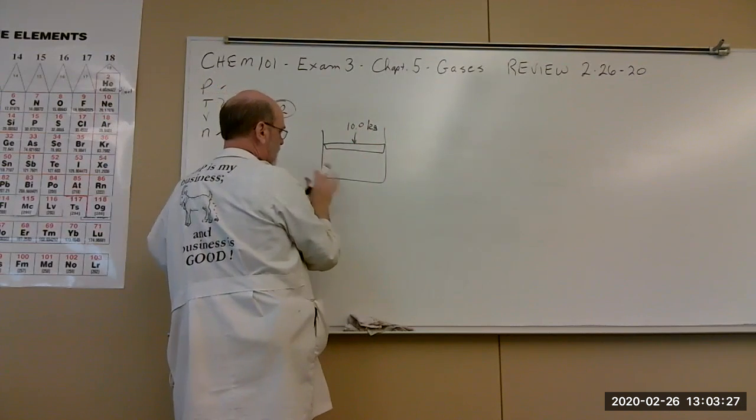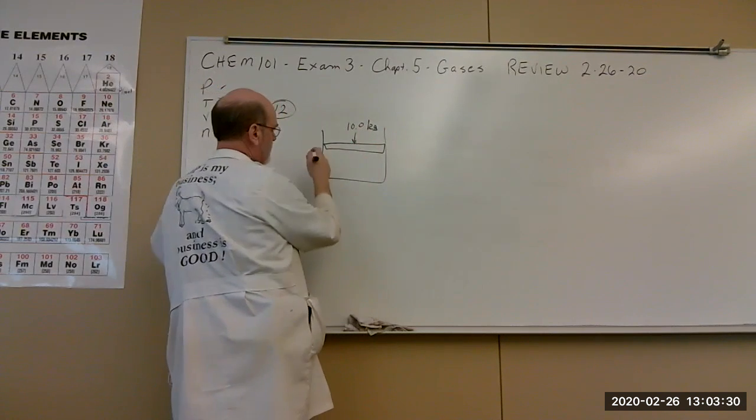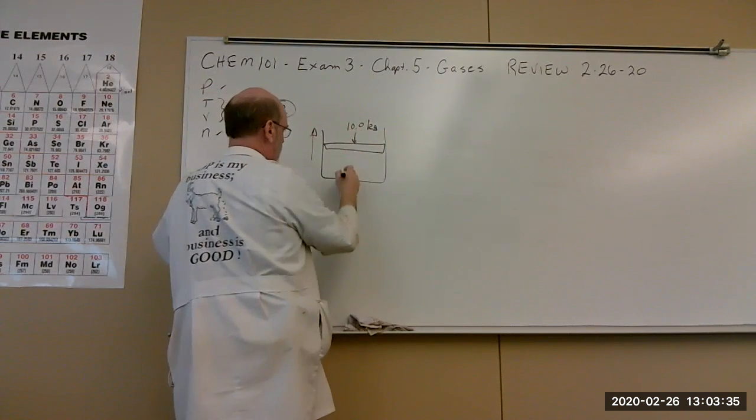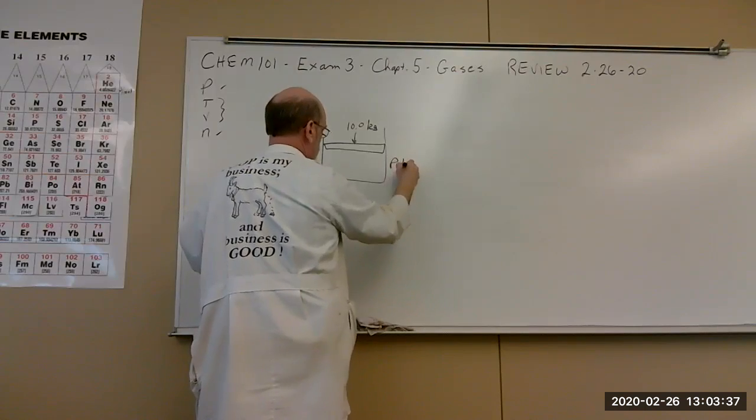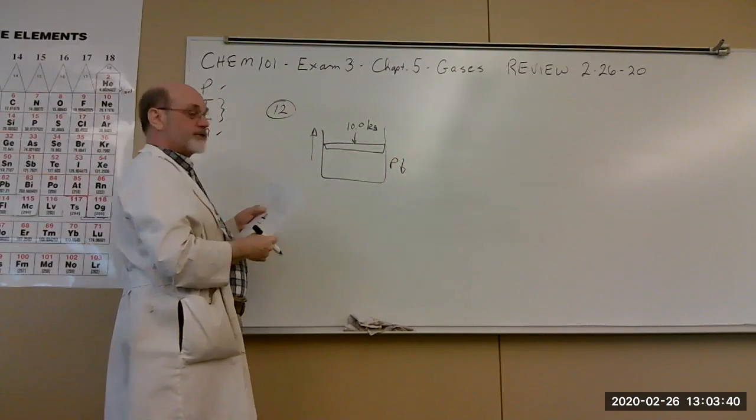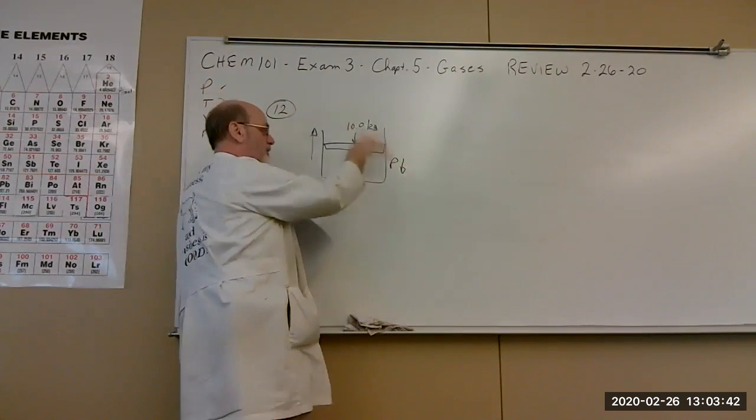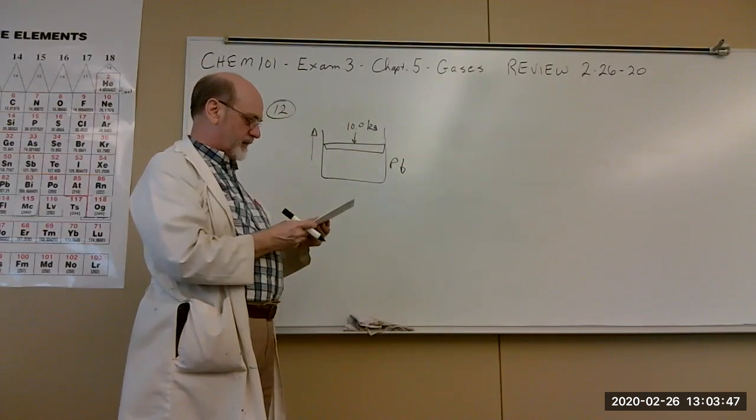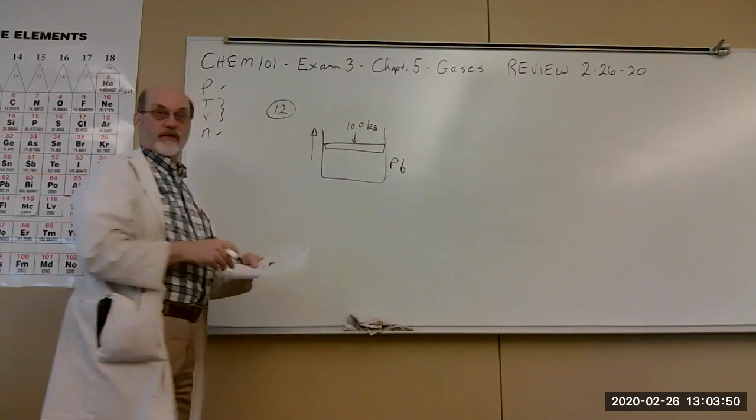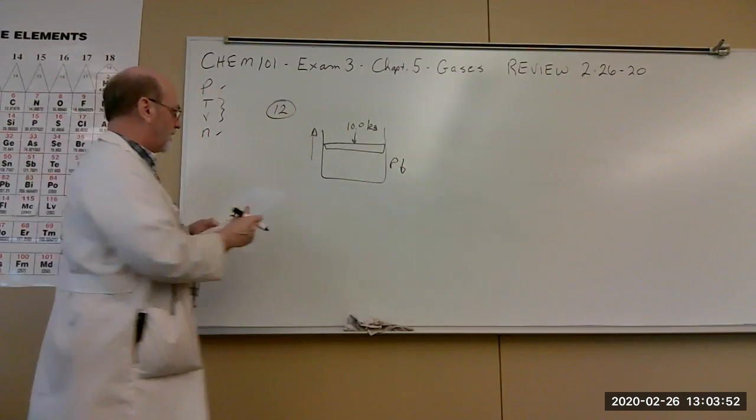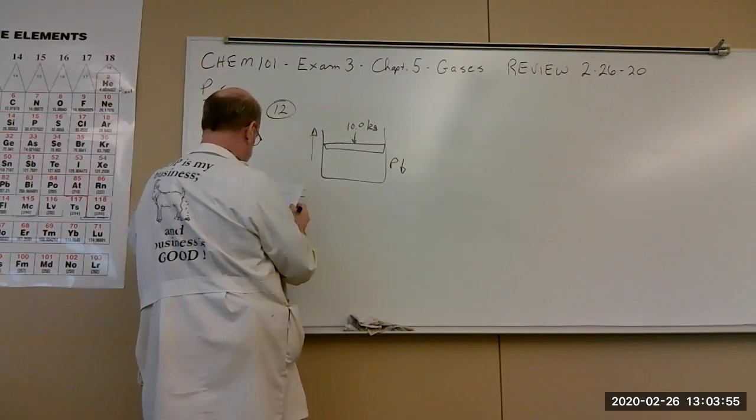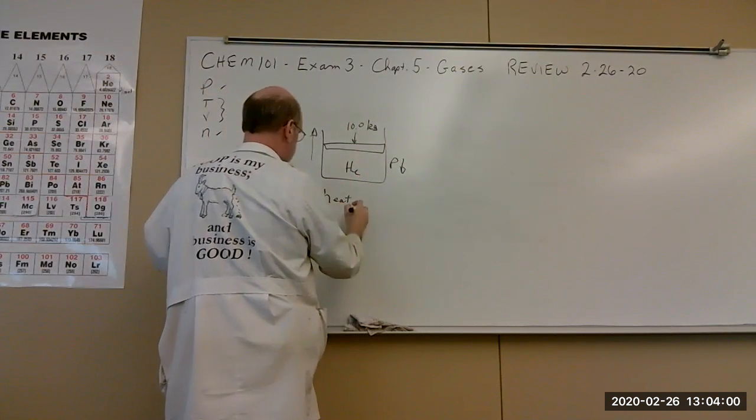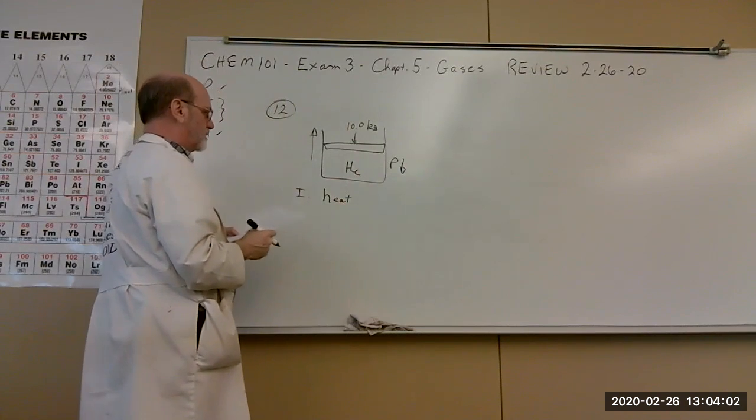Okay, so the conditions they're giving us here: the piston has to move up, and pressure has to go down. If the piston goes up, the pressure has to go down because the amount is fixed and the temperature is fixed. Well, actually, that may be one of the changes. Let's see what the changes are. So Roman numeral 1 says, oh, by the way, this is helium. Heat it.